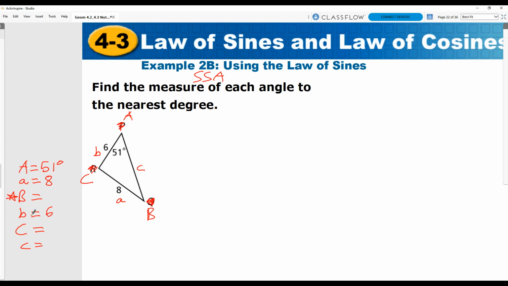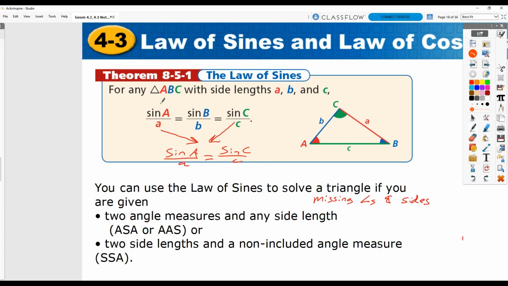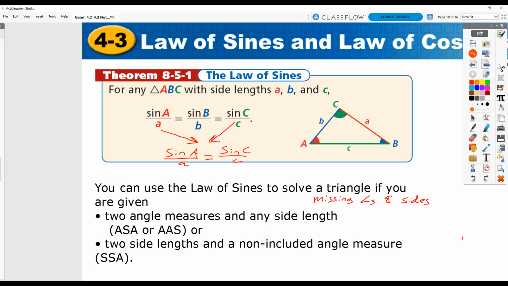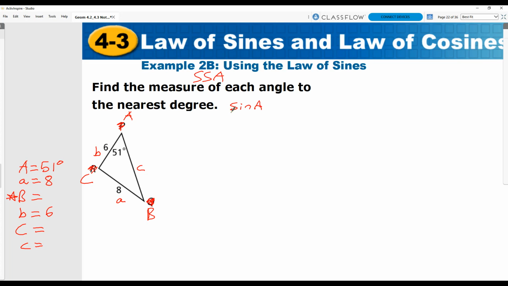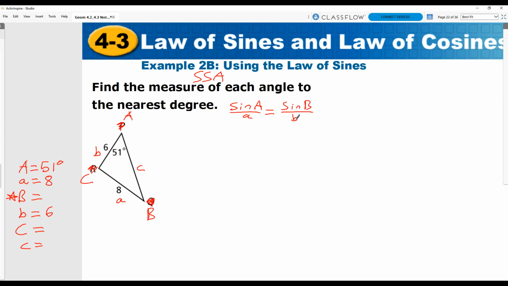So let's go back and take a look at our formulas. So we're going to be using this proportion right here. Sine of A over top of A is equal to sine of B over top of B. So we're going to set up our proportions like this. So let's take that information and start filling in the numbers that we need. Okay, so we're using sine of A over top of little a is equal to sine of B over top of the length of B. Okay, so now fill in the numbers that you have.